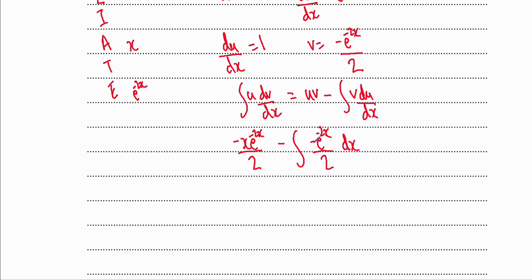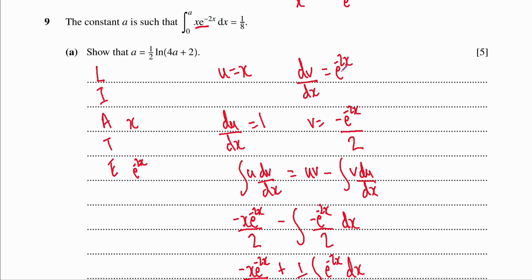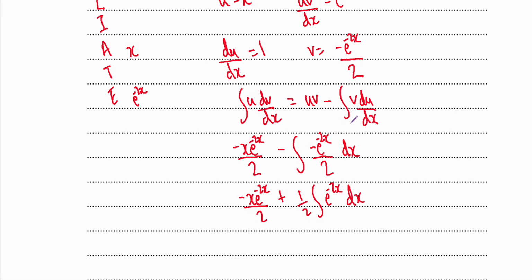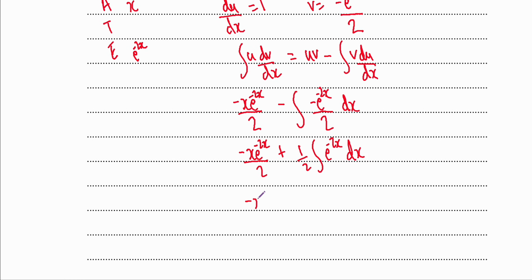Now what do we do? Well, negative becomes positive, and we can bring the 1 over 2 outside. So we have negative x e to the negative 2x over 2 plus a half times the integral of e to the negative 2x dx. Well, we already know what this is, right? We can calculate it again, but we know the integral of that is just negative e to the negative 2x divided by 2. So now we have negative x e to the negative 2x divided by 2 plus a half times negative e to the negative 2x divided by 2, which is equal to, well, let's factorize it, right?